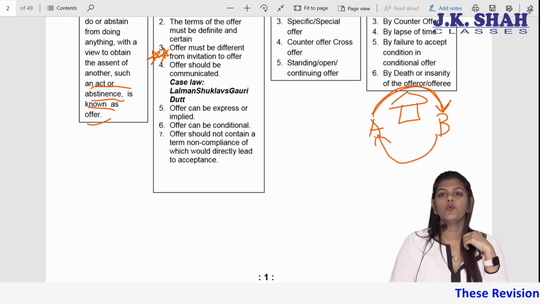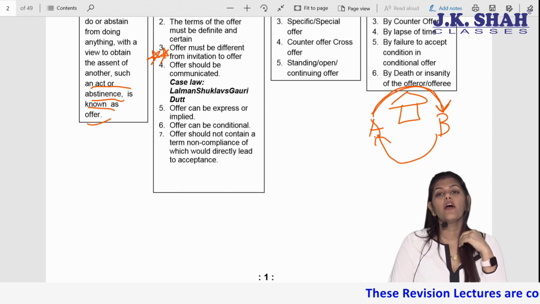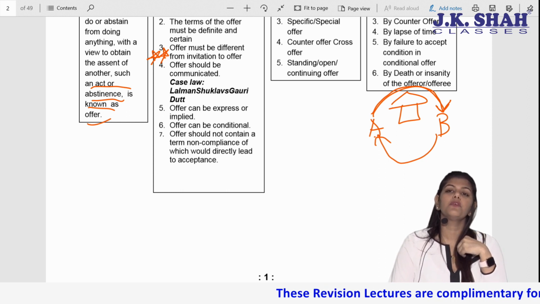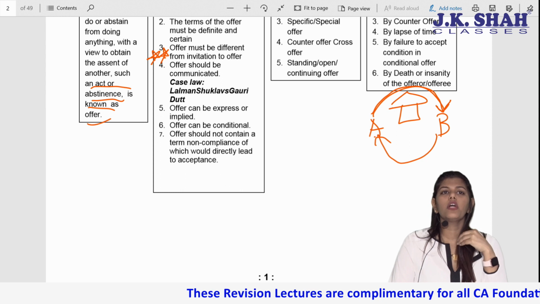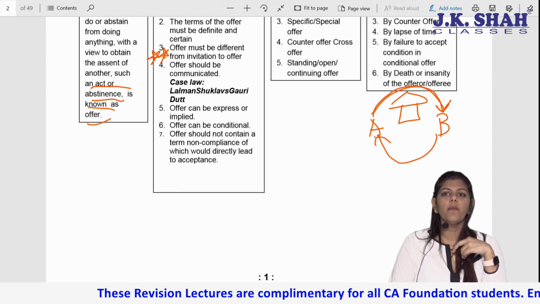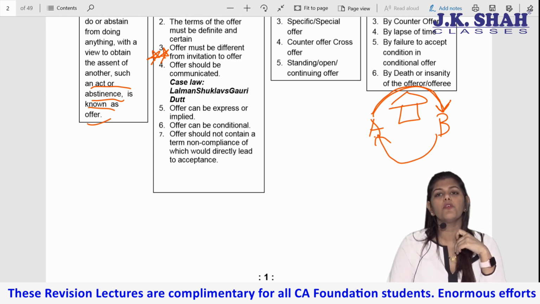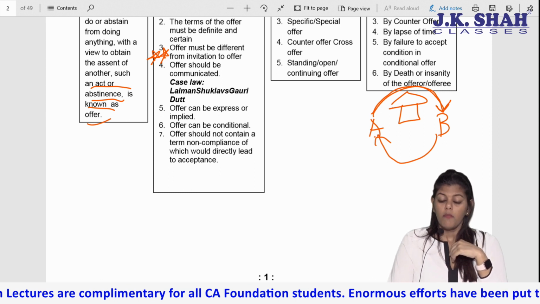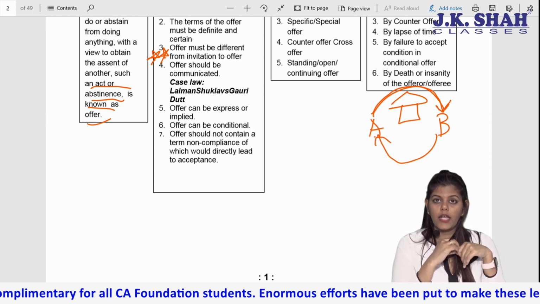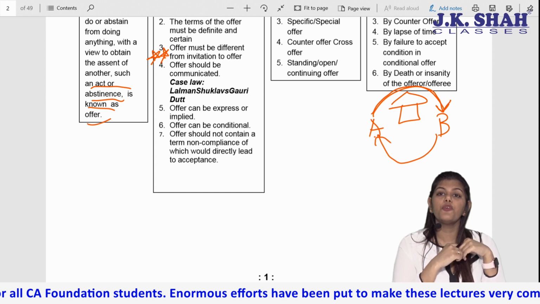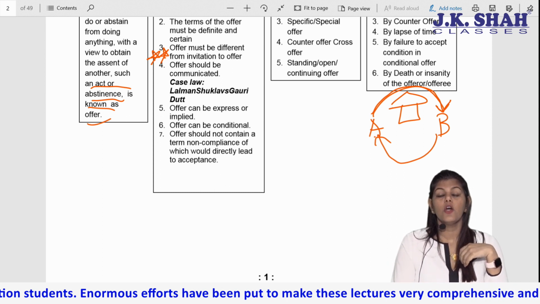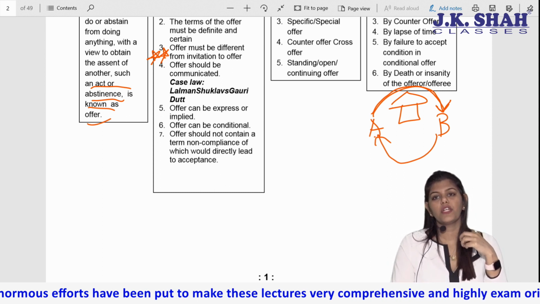Let's say I tell you I am selling you my house. You have 10 days time. You come and answer me within 10 days. If you don't come and answer within 10 days, normally a person will assume that okay, the opposite person is not interested. But no, I told you something else, that if you don't come to me within 10 days, on the 11th day I will treat the offer as accepted.